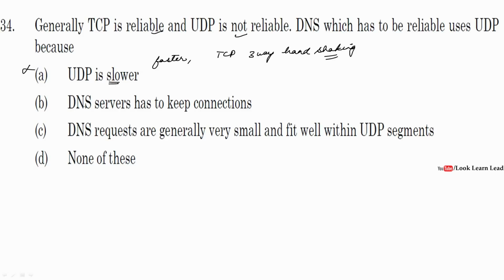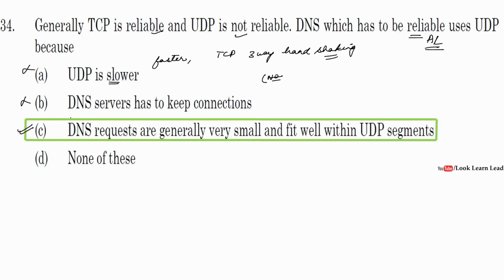Okay. Second, the DNS server has to keep connections. No, a DNS server doesn't have to keep connections, so this is also false. And DNS requests are generally very small and fit well within UDP segments. Yes, this is true. UDP is also unreliable, but reliability can be achieved in the application layer. So answer C is true for our question.